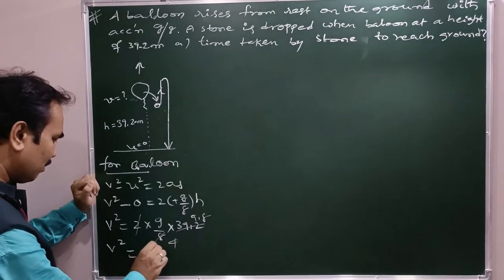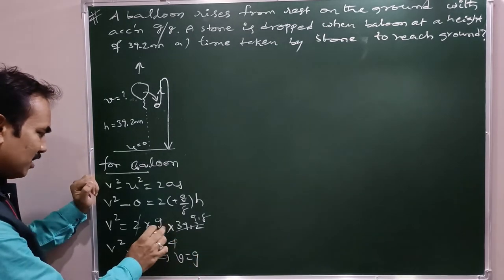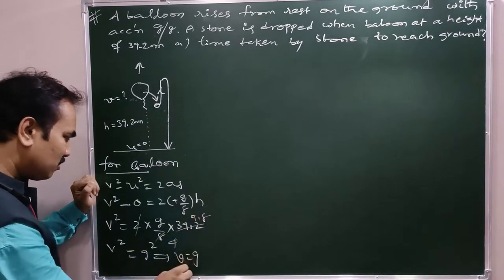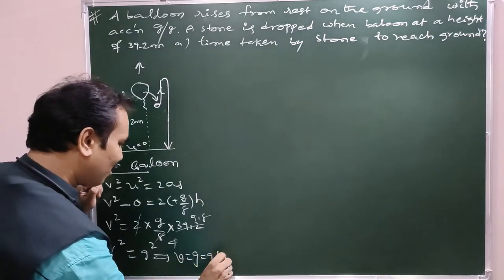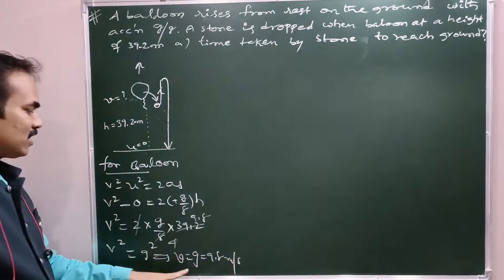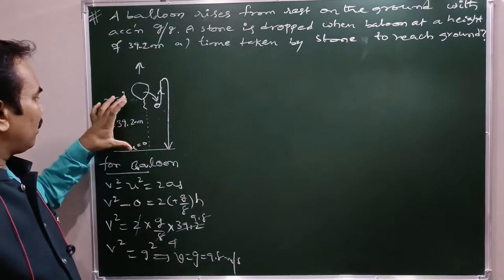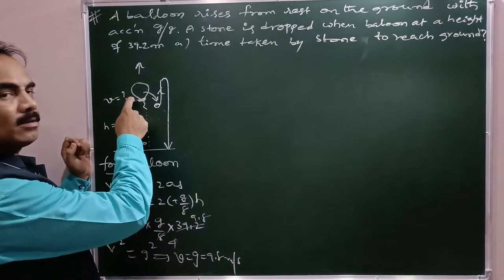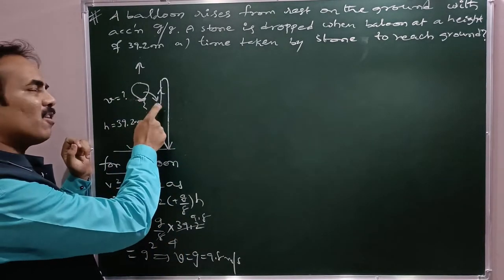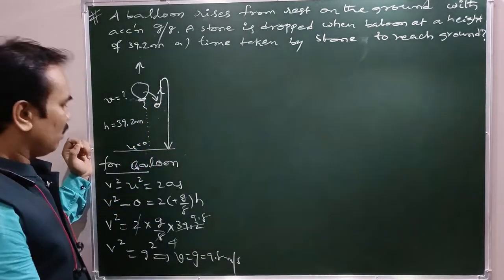G square implies V equal to G. This is what? G. This is also G only. So V equal G, that is 9.8 meter per second. So this is the velocity of the balloon at a height of 39.2. So here this is the velocity of balloon. That becomes initial velocity for the stone. For this stone. Right?